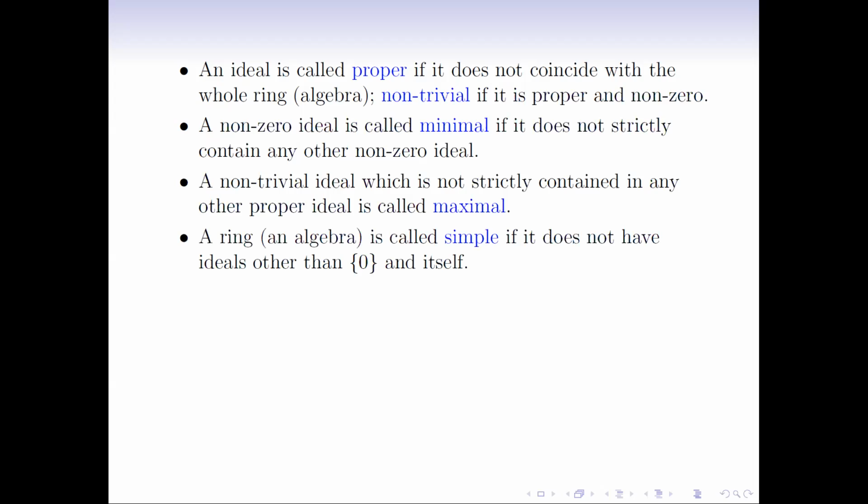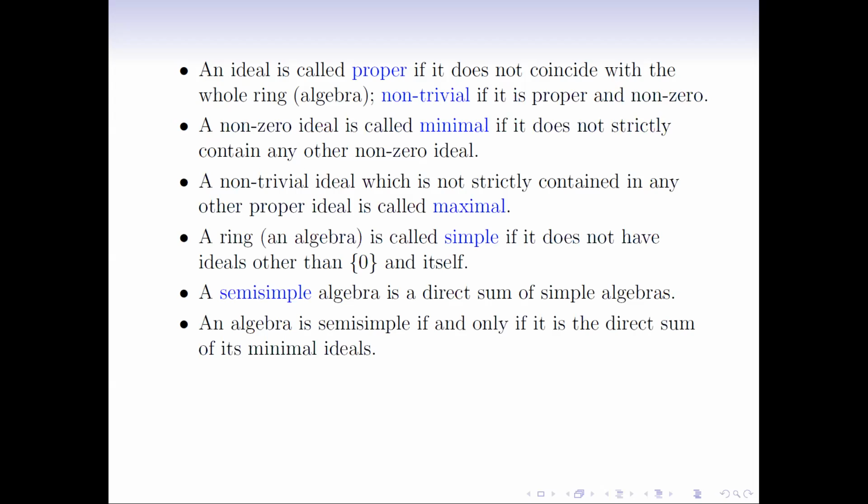A ring or an algebra is called simple if it does not have ideals other than 0 and itself, so it does not have any non-trivial ideal. A semi-simple algebra is a direct sum of simple algebras. An algebra is semi-simple if and only if it's the direct sum of its minimal ideals. It's a statement which has a very easy proof.